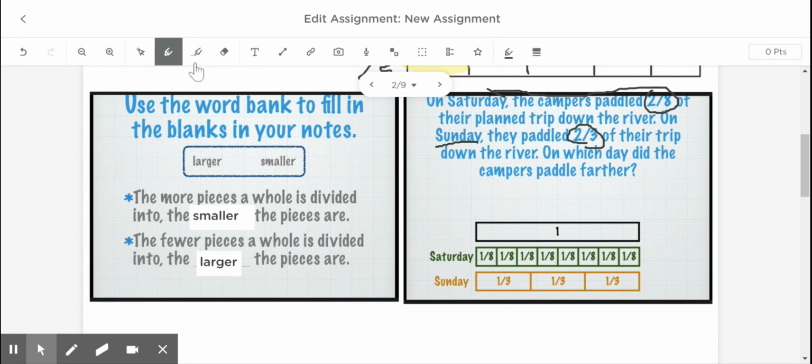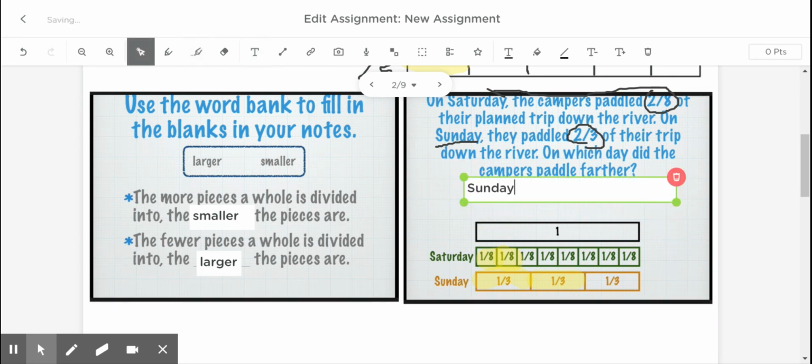In this example, we've already been given fraction bars. Saturday, they already labeled it for us, was 2/8. So it was 1, 2. On Sunday, it was 2/3. 1/3, 2/3. Which day did the campers paddle farther? We know when you have a larger denominator, the pieces are smaller. So definitely the answer would be Sunday because it is a larger amount, 2/3. I use my fraction bars to be able to compare them. You're going to use fraction bars and do the same thing that I did today: split them up, shade them in, and then see which one is larger. Practice using the signs or typing your answer in.